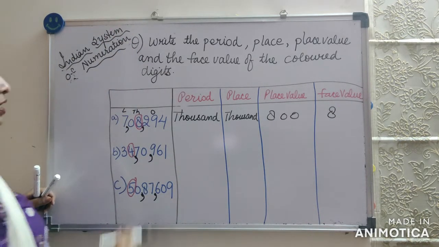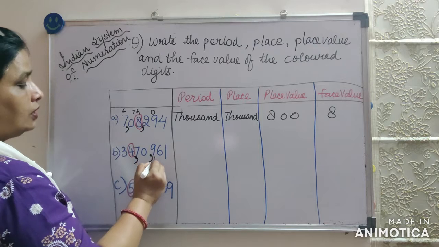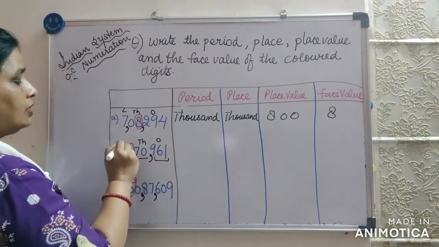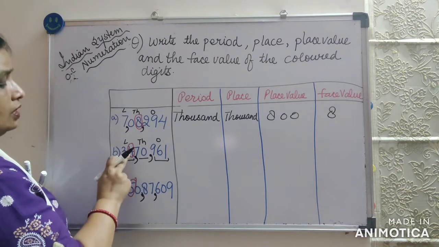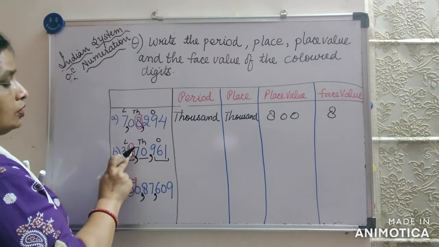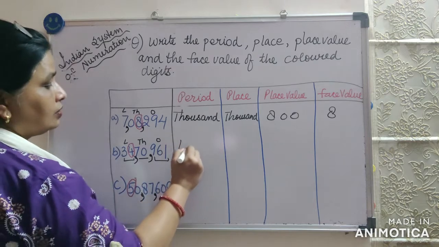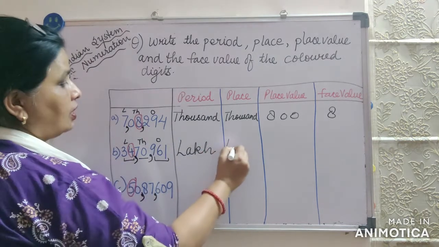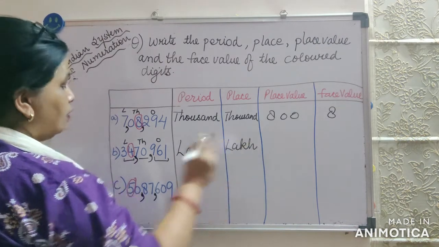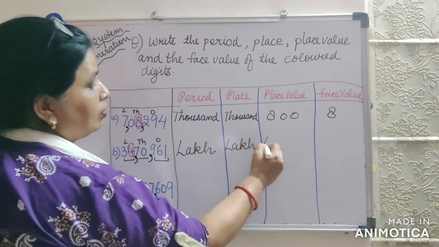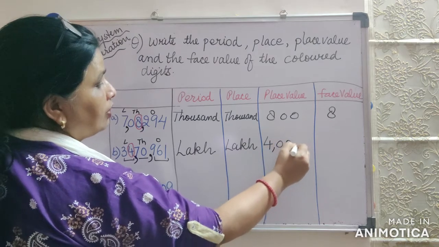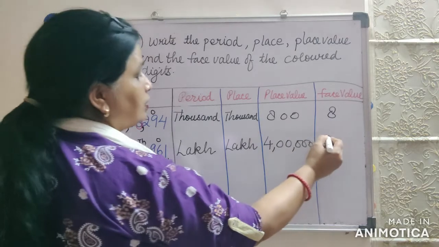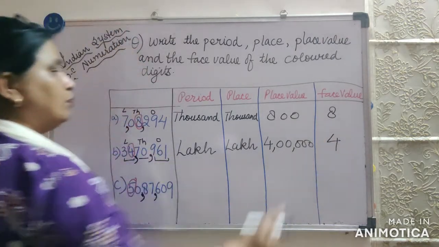Right children? Again you just see, divide them into periods. This is ones, thousand and lakh. If you divide it like this with the pencil, it will be easy. Now 4. What is the period of 4? Lakhs. What is the place? Again lakh. Place value 4 lakh. So how will you write 4 lakh? 4 and 5 zeros. There are 5 zeros in lakhs. And what is the face value? The number itself, which means 4.